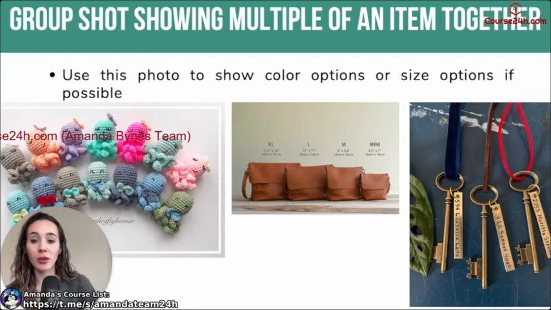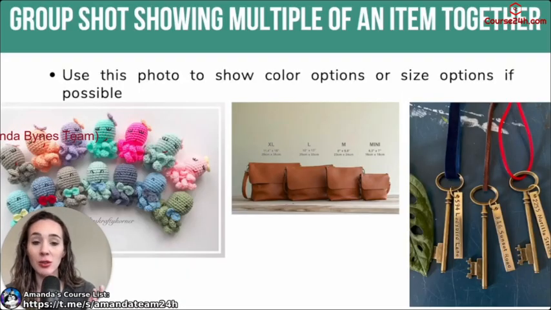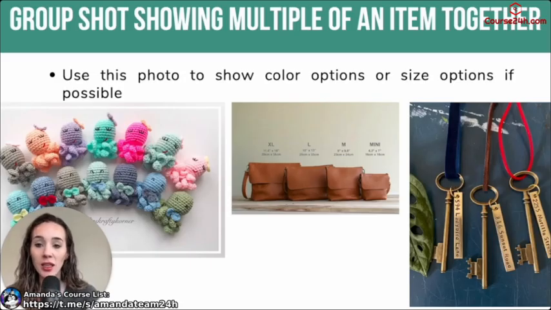It also is a great way to stand out among the other listings in the search results if this is your main photo. It's a great way to showcase color options or size options if possible, because you're showing them side by side. So if you just had one picture of the light pink octopus and one picture of the bright pink octopus, well, they are not able to see the comparison between the two. So it really helps them compare size and color to your options.